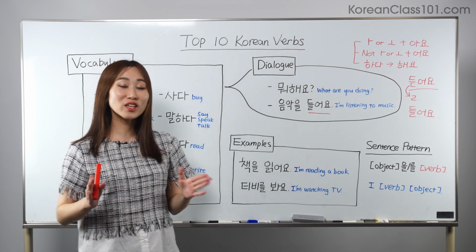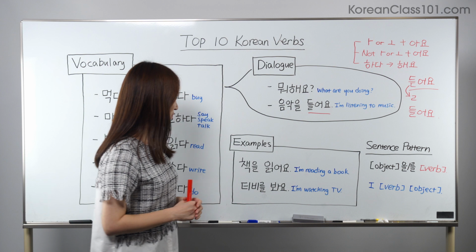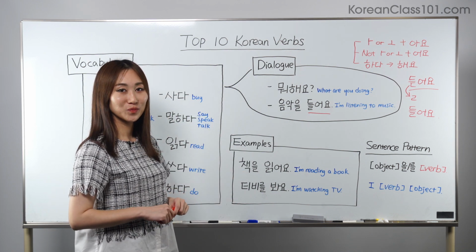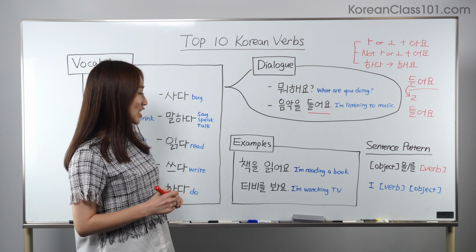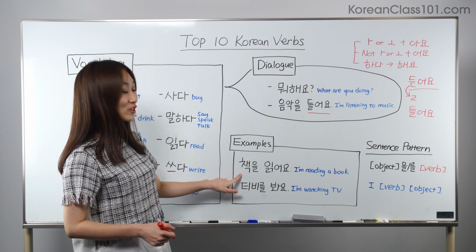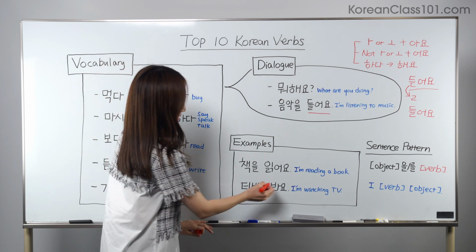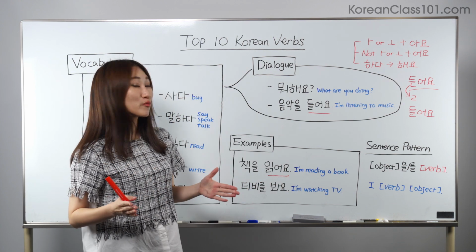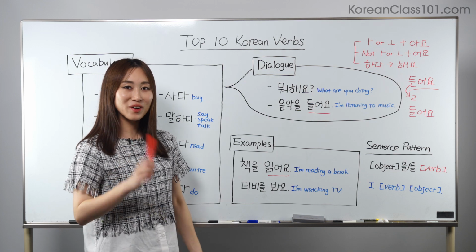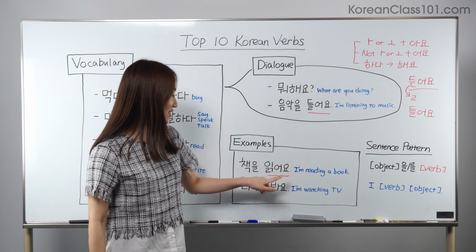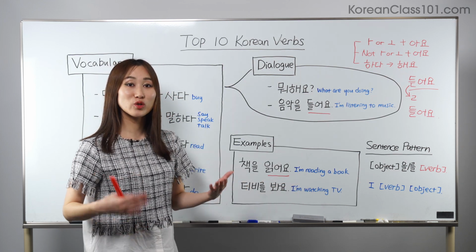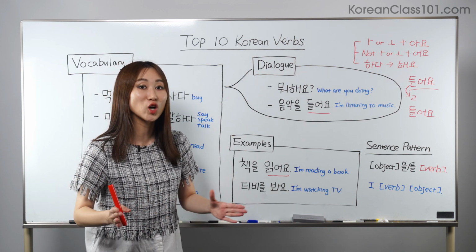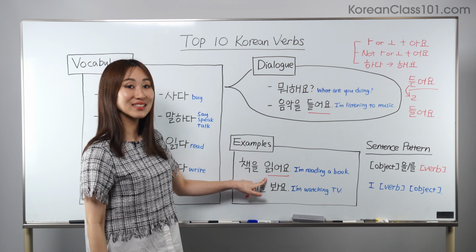Okay, so let's look at more examples. How about this? 책을 읽어요. Can you find the verb here? 읽어요. So it means I'm reading a book. Just remember, in Korean, this present tense can be used for present progressive tense. So if something is happening right now, then you can use this present tense.